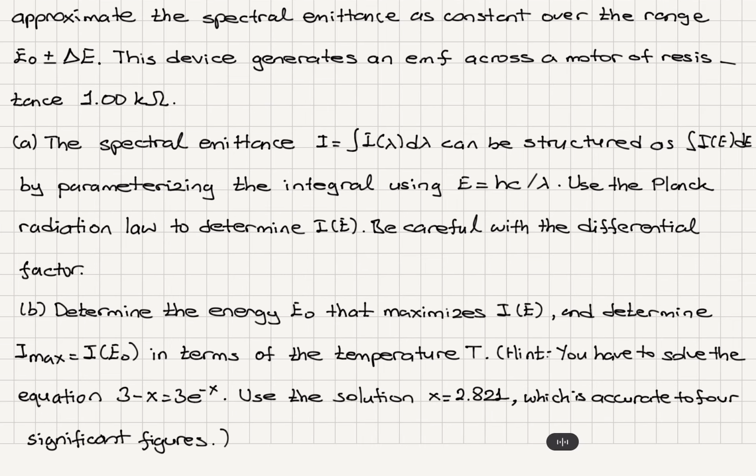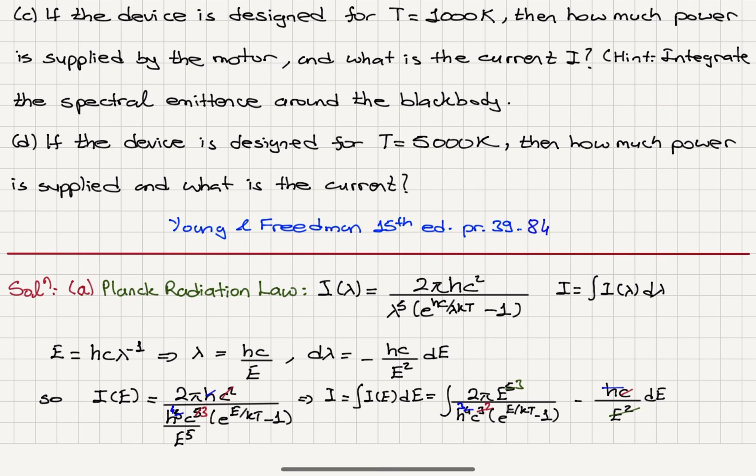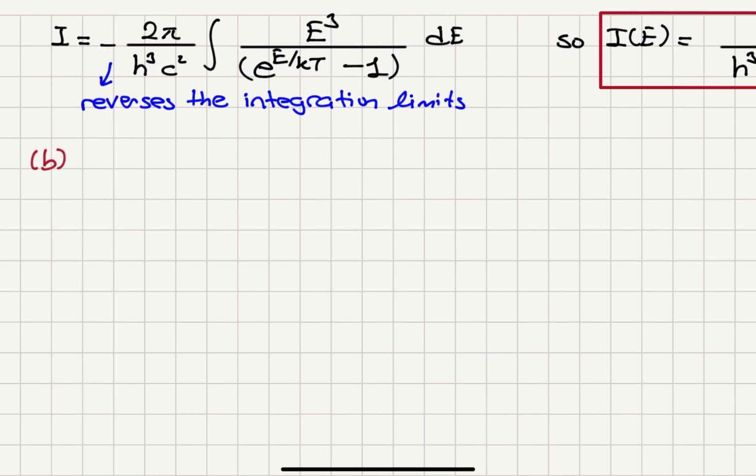Let's move on to part B. Determine the energy E0 that maximizes the intensity and determine the maximum intensity in terms of the temperature T. Hint: you have to solve the equation 3 minus x is 3 times e to the x. Use the solution x equals 2.821, which is accurate to 4 significant figures. Let's see if that comes up here.